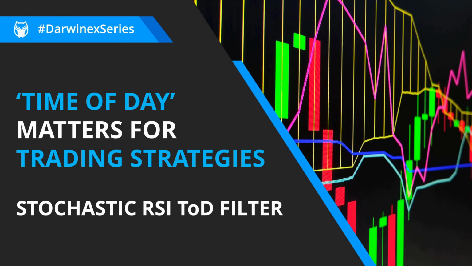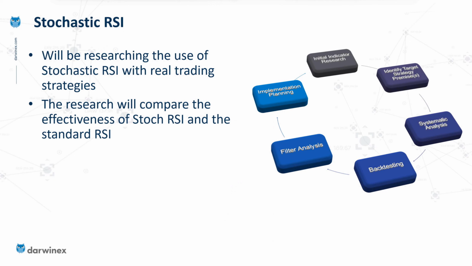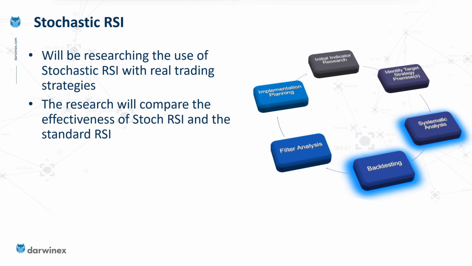This is now episode 29 of the Spotlight on Indicators series. To get access to all previous episodes, you can find a link in the video description. So far, we've done an in-depth indicator research on the standard RSI indicator and also the stochastic RSI. We implemented a very simple strategy that we could backtest, and last time started to perform a systematic analysis on nothing more than entry and exit signals produced by each of these indicators.